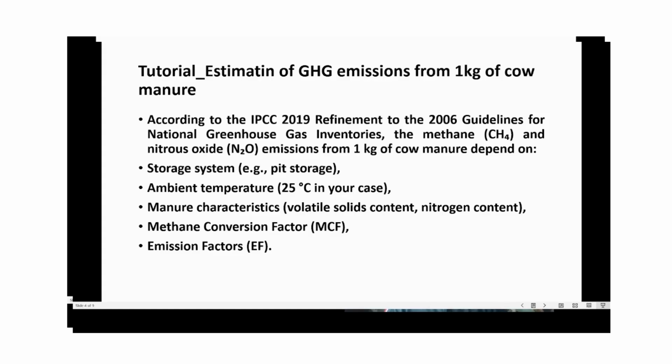Actually, IPCC has developed some guidelines to estimate greenhouse gas emission from different waste materials. Here we are presenting an example of cow manure. And here you can see there are several conditions and several scenarios under which we have to estimate greenhouse gas emission. In this example, the storage system is a pit storage and ambient temperature is 25 degrees centigrade. It may change, it depends upon the scenario. And I am not going to discuss other characteristics like manure characteristic, methane conversion factor, emission factor, etc. We'll cover this in the next video.